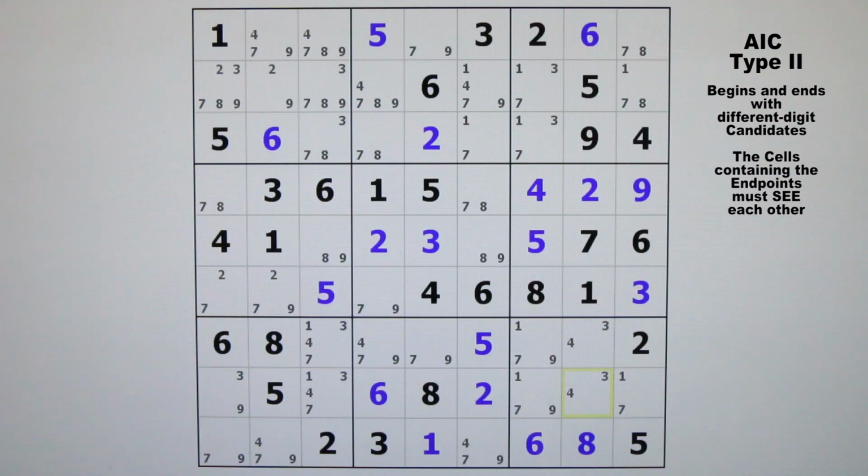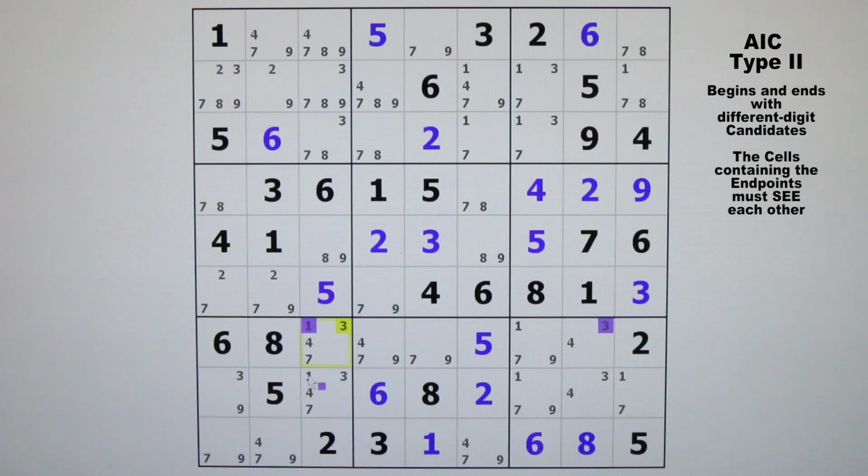Okay, let's take a look at a real puzzle. What we're looking for is an AIC type 2 that will start and end with 2 different digits that can see each other. So remember, we're going to use blue to yellow to denote a strong link, and yellow to blue will denote a weak link. So let's start on this 3, and we look in row 7, there's only 2 3s, so this is a strong link from this 3 to this 3, because they are the only 2 3s in row 7. Then from this 3 to this 1 is a weak link, because there are 4 candidates in that cell, so between any 2 of them there is a weak link. So that's what we want, strong, weak.